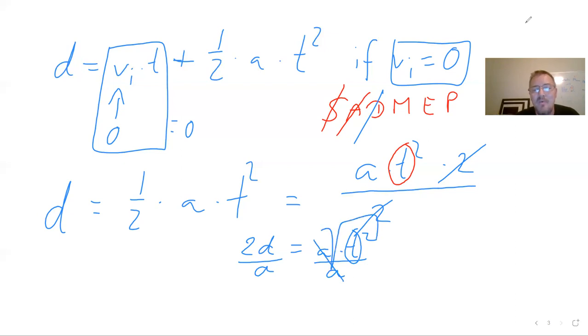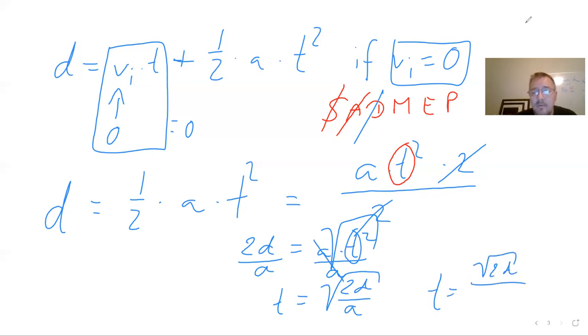Okay, so we square root the right side. We also have to square root the left side, and then that gives us t equals the square root of 2 times the distance over a. Now, everything's under the square root, so don't write it like that. All right, that would be wrong. Don't write it like this. The whole side will be under the square root.